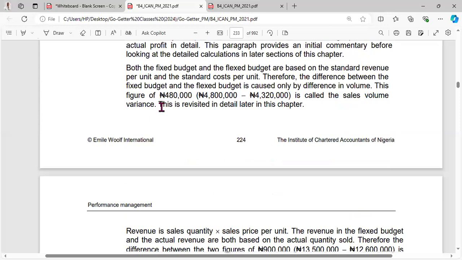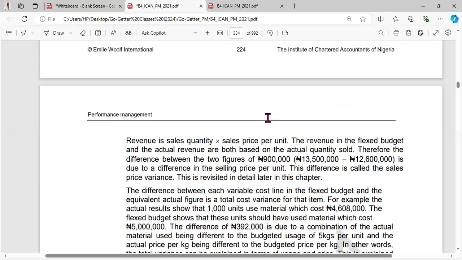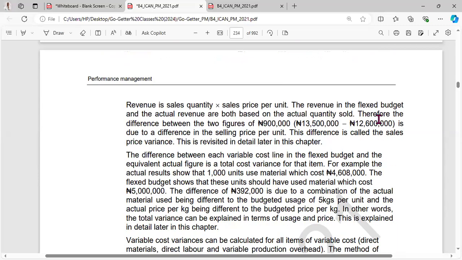Now, revenue is sales quantity times sales price, and the fixed budget revenue and the actual revenue are based on, sorry, the flex budget is based on quantity sold. Therefore, the difference between the two figures is 900,000.